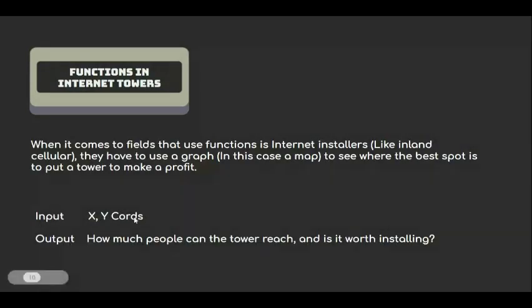So we have the input, which is the X and Y coordinates on the globe of where they're going to place the tower. And the output is how many people can reach the tower, how many people are willing to pay for the internet, and how much it is worth installing. I can put a tower on Mount Everest, but no one's going to be there, and it's going to be hard installing because it's so many miles up and it's really hard to get up there. So the output is determining the best place to put internet.